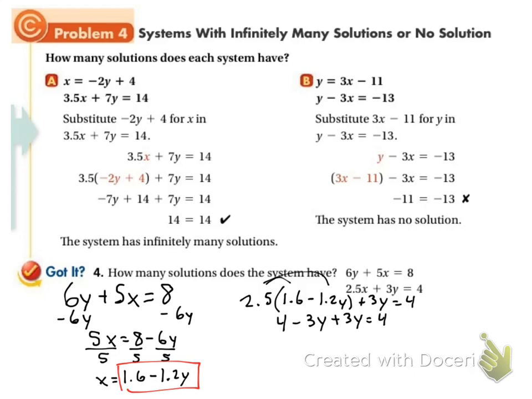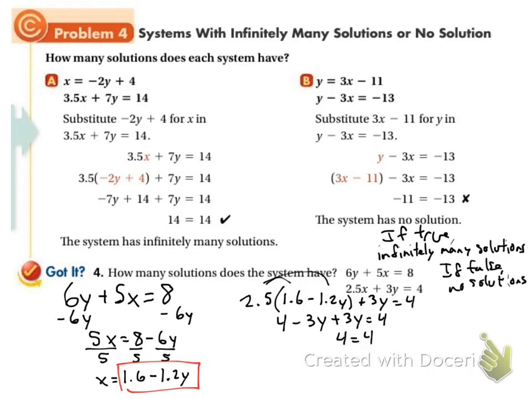Well, I can simplify on the left, right? I've got negative 3y plus 3y. So this turns into 4 equals 4, which is true. If it is true, right, you get something like 5 equals 5. Negative 2 equals negative 2. If it's true, it has infinitely many solutions. If false, so if you get something like 3 equals negative 2, 5 equals 0, something like that, then there are no solutions.